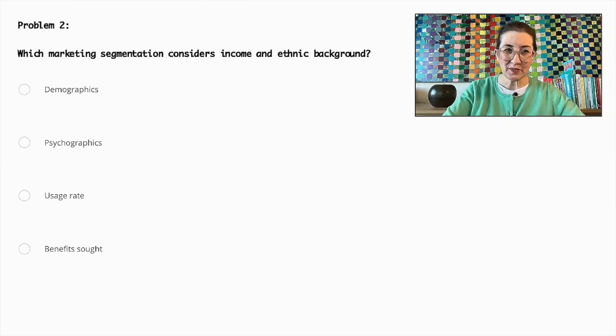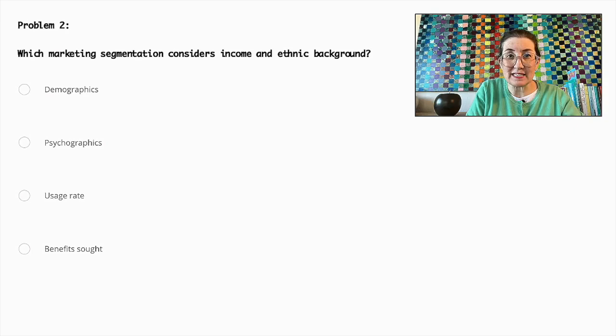Problem number 2. Which marketing segmentation considers income and ethnic background? Demographics, psychographics, usage rate, or benefits sought?